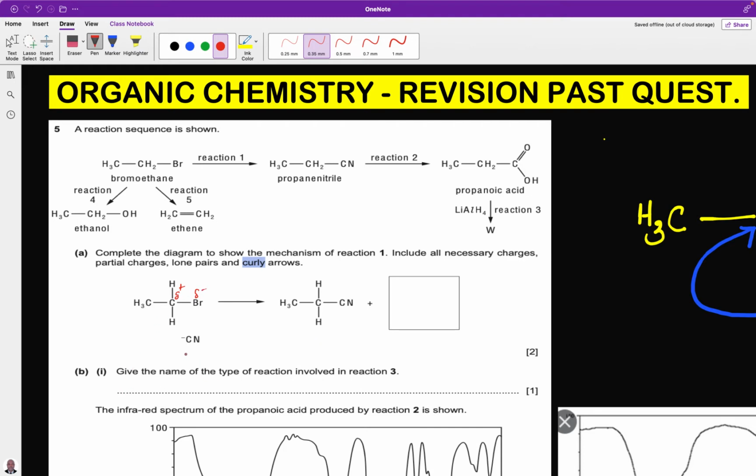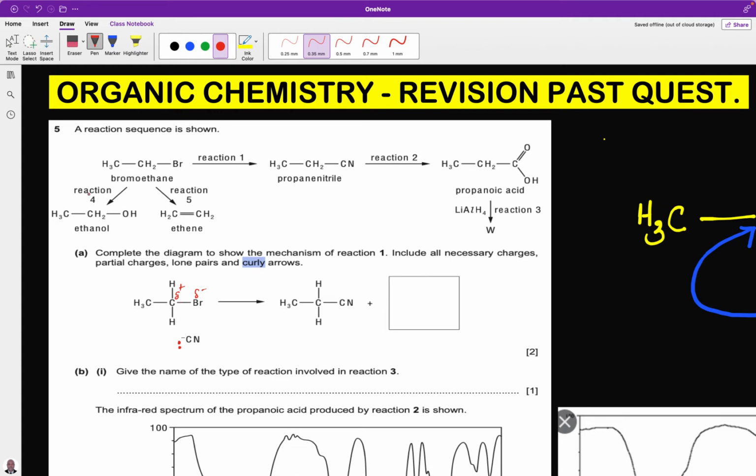Now, you have to indicate here the lone pairs of electrons. They are here from the cyanide. The cyanide has a lone pair of electrons. Nucleophiles are electron pair donors, so as they approach the partial positive carbon, they donate that lone pair of electrons. And what happens to the bond between carbon and bromine? As these electrons approach, there is repulsion, and the bonding electrons are shifted towards bromine.